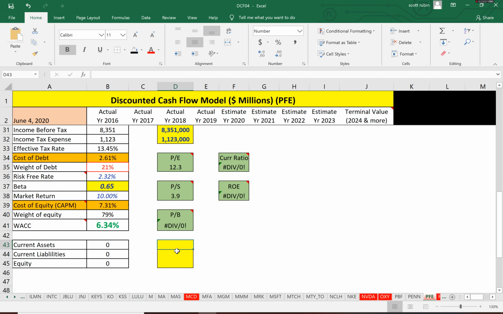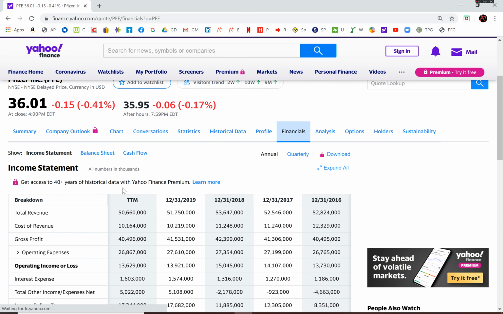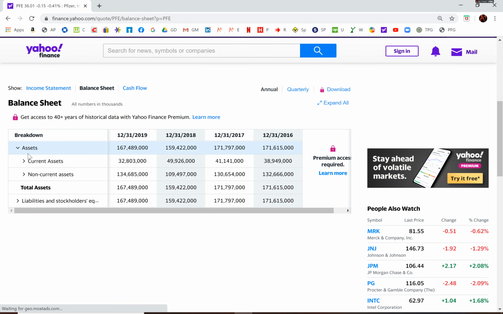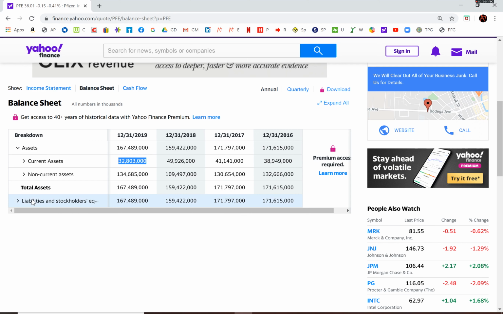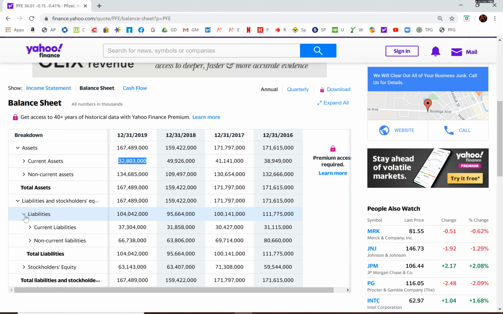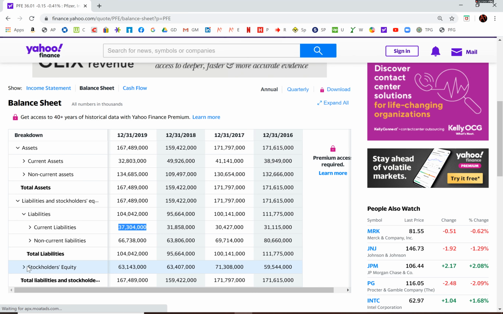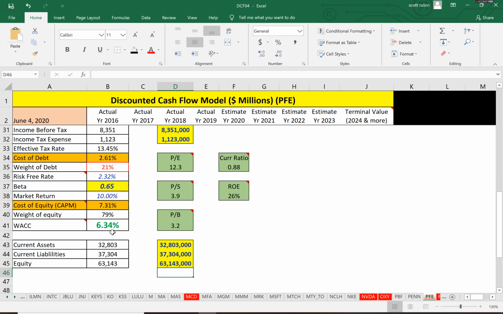So I need some more info from the balance sheet. So I just need their current assets and current liabilities. So current assets is 32 billion. And then the current liabilities is 37 billion. And I also need their equity, which is 63 billion. So now I have 5 really key ratios on the spreadsheet to try to give a better sense of the health of the company.